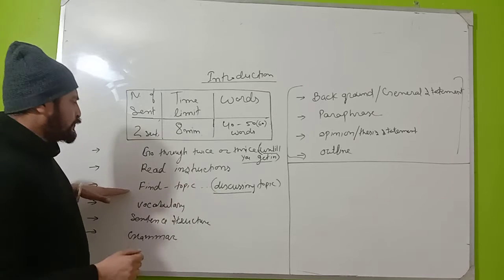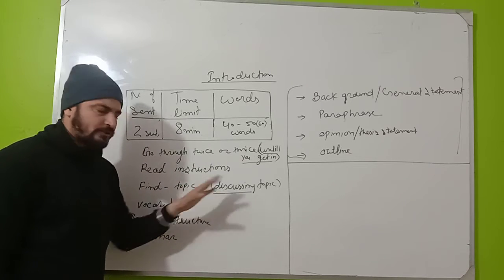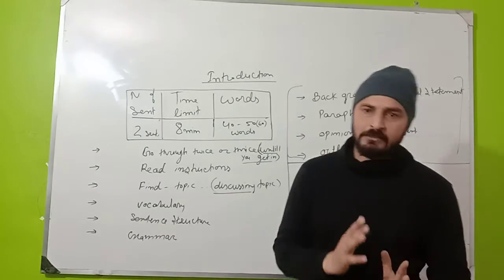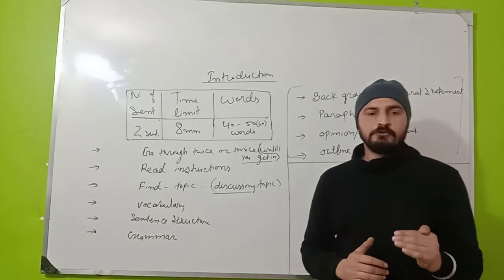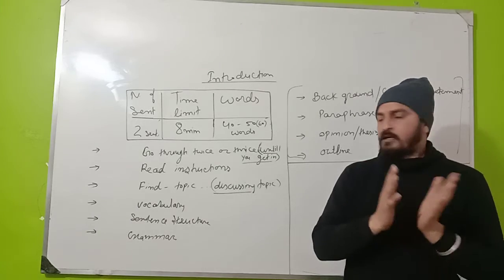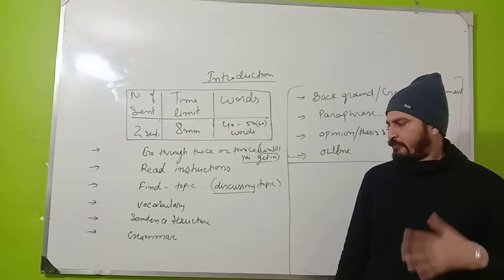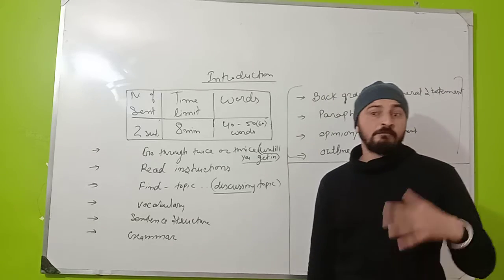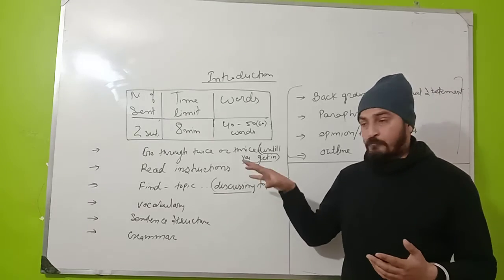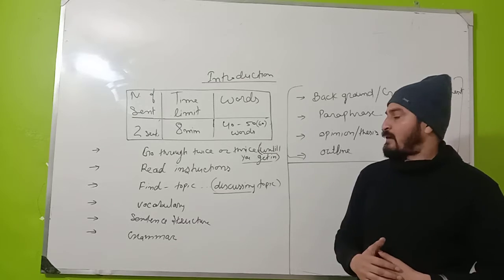Once you have understood the instructions and the topic, like finding the topic and the discussing topic, you need to think about what vocabulary is there. For a band 7 or maybe 8 plus writing task, you will have to use academic vocabulary. I will tell you the academic vocabulary, but you will also have to find the precise, accurate vocabulary, which can give you a higher band score.